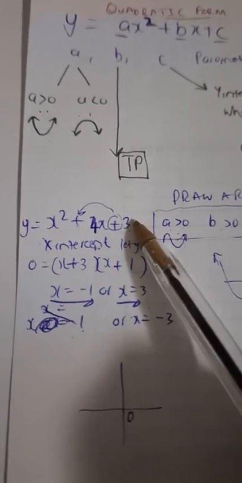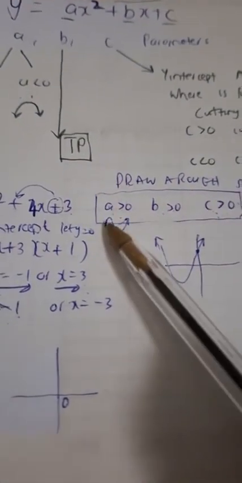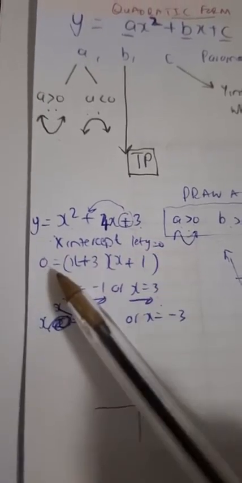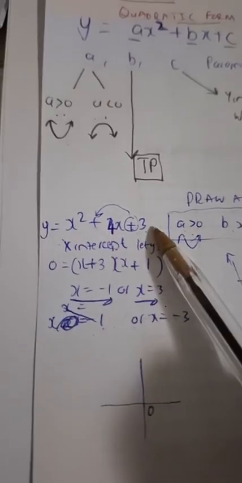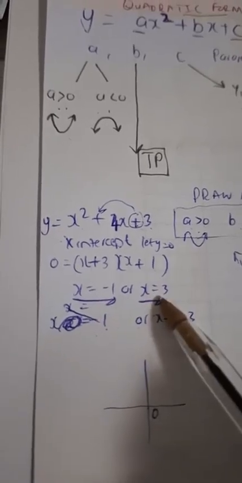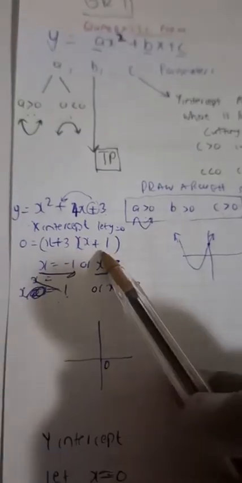Just a recap again. This was our function. From the function we saw that a is positive, so we expected the shape of the function to be concave up, no problem. We then found our x-intercept, grade 11. We let y be equal to 0. We factorized this. We got x plus 3 into x plus 1. We get x is equal to -1 or x is equal to -3.